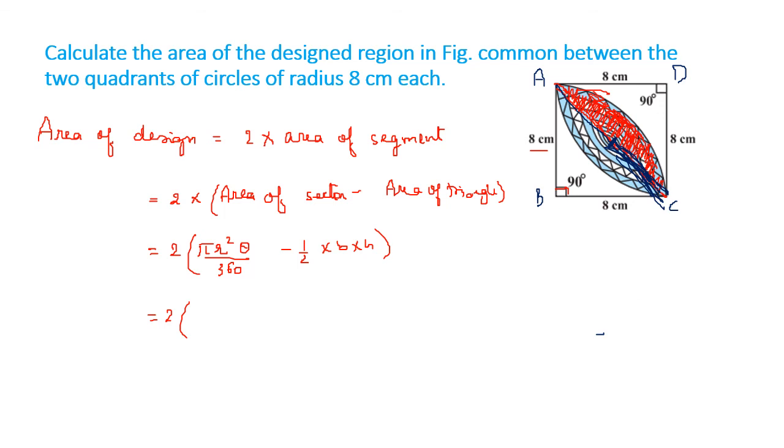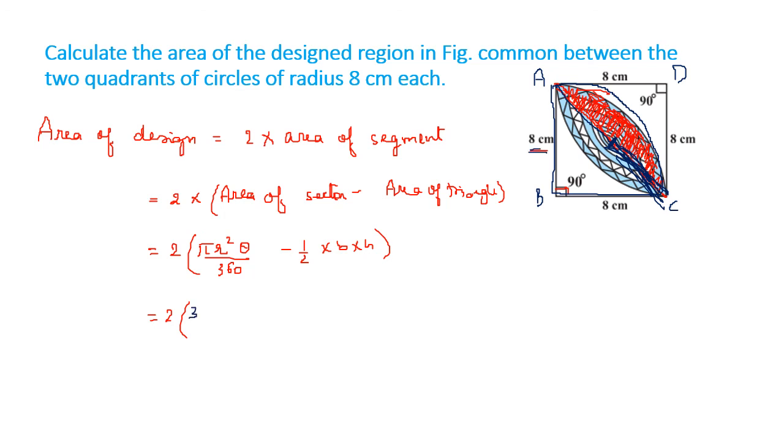Why is this not needed? Because we are already given the sector which we are going to use. There is a mistake I did. Yes, I hope you have seen the mistake. We have to take this sector. For this sector, the radius is 8 centimeters. So let me take it 8 only.